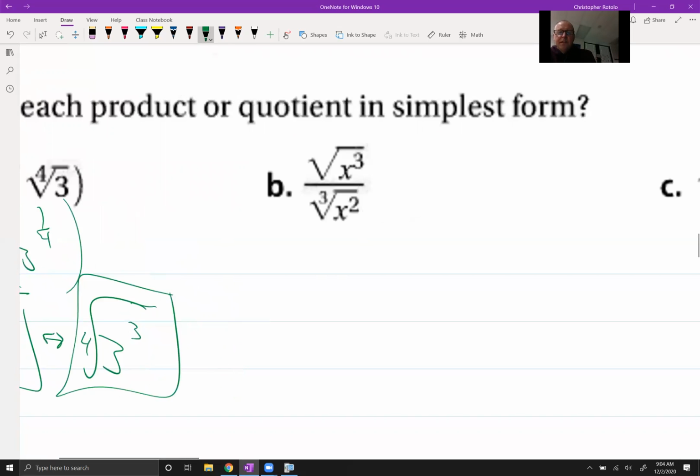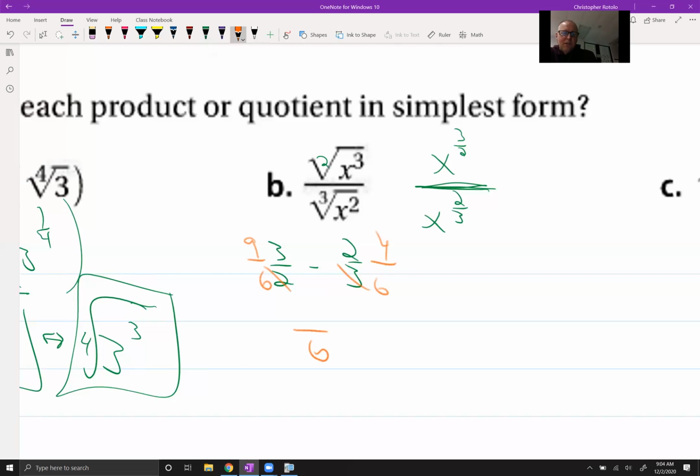All right, number B. Remember, this is a point where if you're not sure, these indexes that are empty actually carry a 2. So this is x to the 3/2, and this is x to the 2/3. What am I supposed to do with these two numbers? Subtract. Okay, so 3/2 minus 2/3. What's the common denominator? 6, right? So this would be 4/6. This needs multiplied by 3, so it'd be 9/6. All right, it's still improper, so that's a good thing. So how many sixths did we end up with? 9 minus 4 is 5, 5/6. So it would be x to the 5/6.